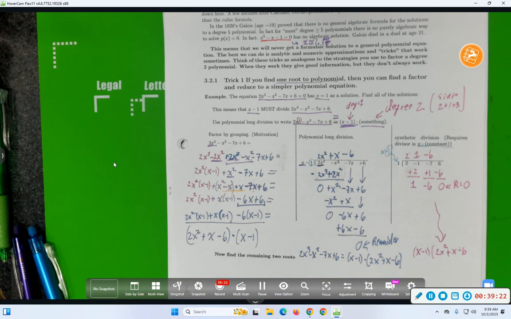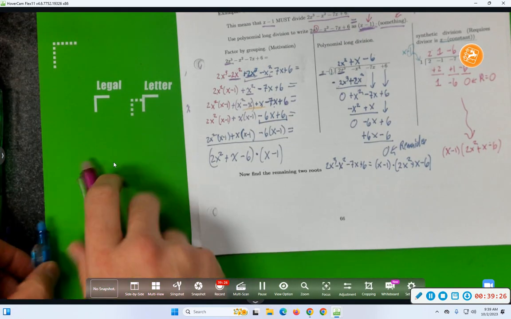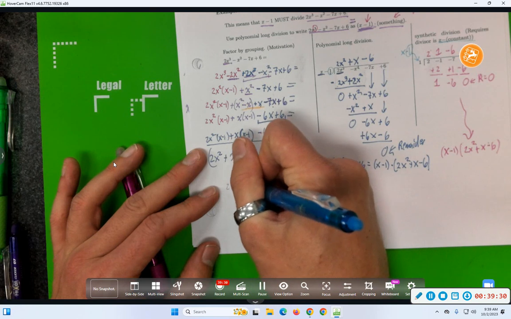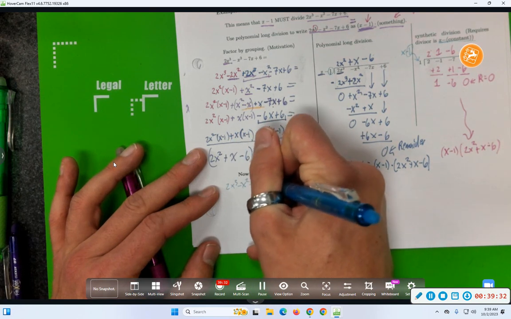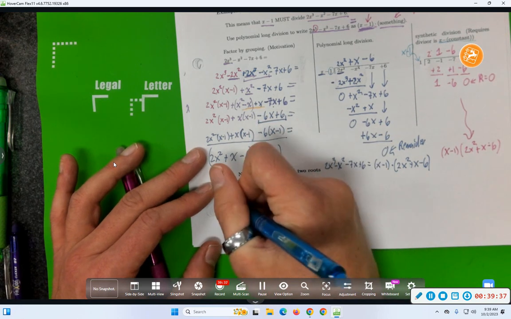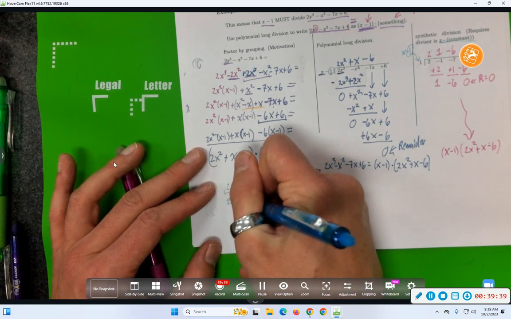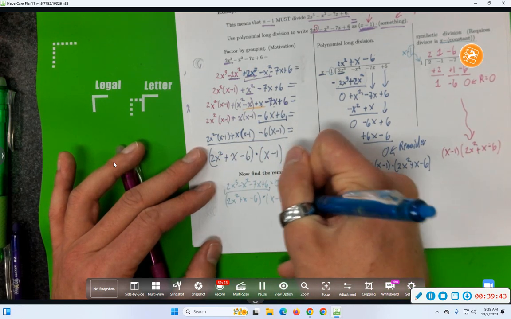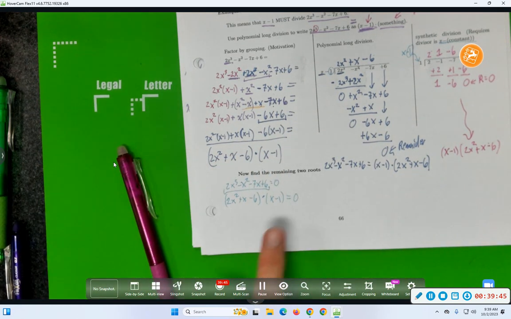Let's talk about why you should care. How does this help us? So if I wanted to solve 2x cubed minus x squared minus 7x plus 6 equals 0, well, this thing is exactly equal to 2x squared plus x minus 6 multiplied by x minus 1. Does that second line look easier to set equal to 0?